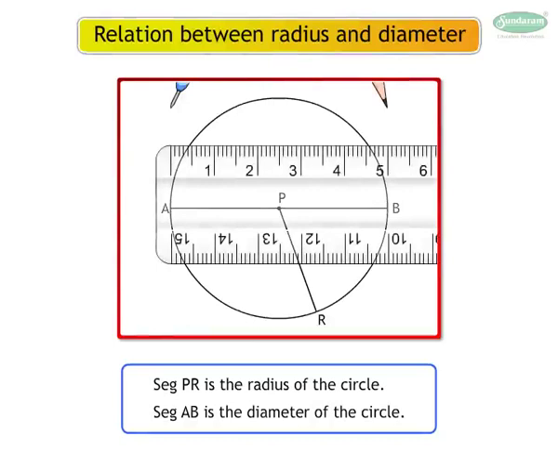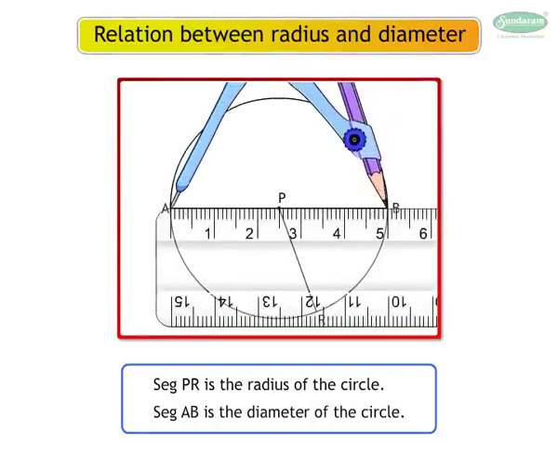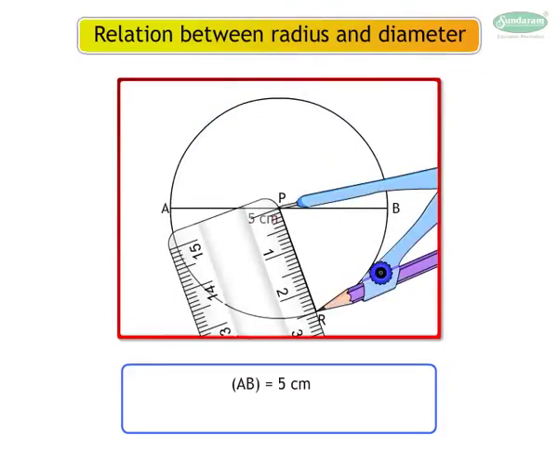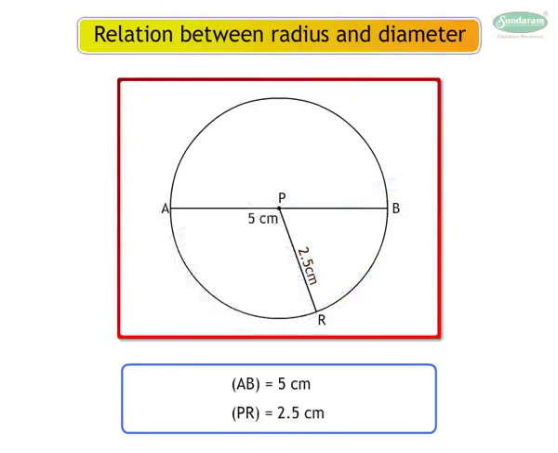Keep the metal end on point A and the pencil tip on point B as shown. Measure this distance. It is 5 centimeters. Now keep the metal end on point P and the pencil tip on point R as shown. Measure this distance. It is 2.5 centimeters. We find that the measure of radius PR is equal to 2.5 centimeters. Diameter AB is equal to 5 centimeters.